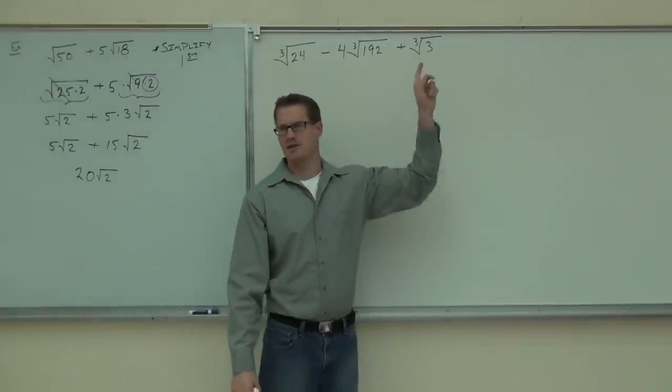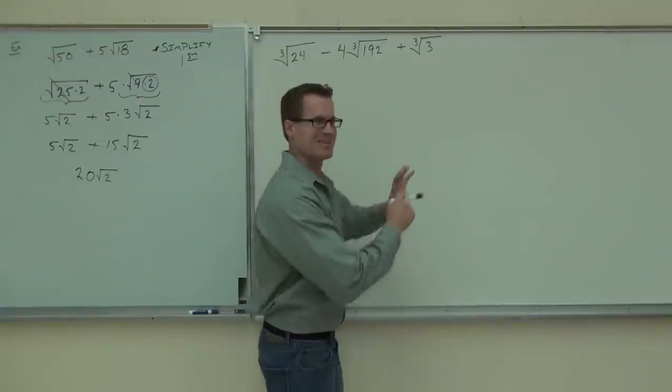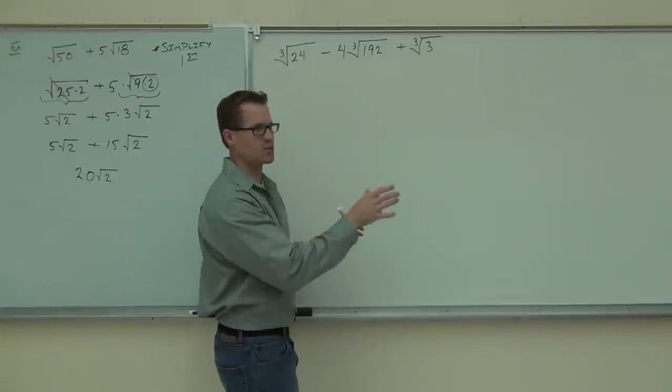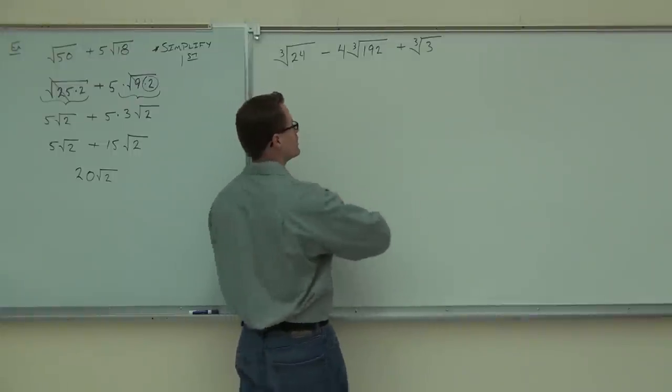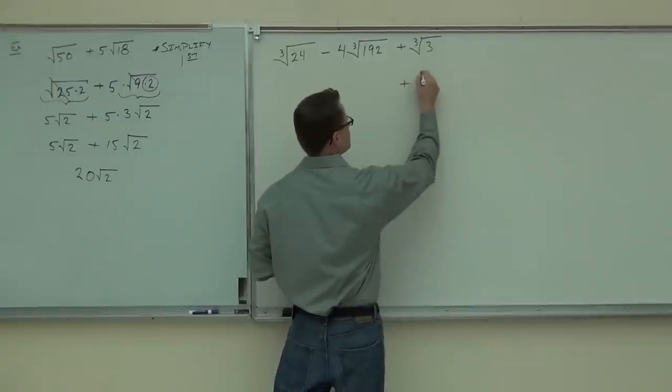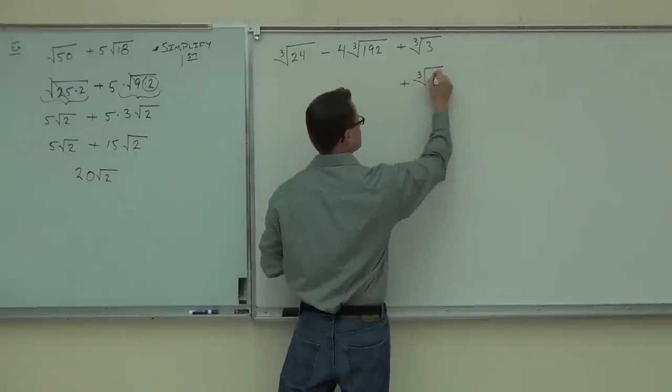No. Please don't ever tell me that's 1, okay? The only numbers that we can simplify in a cube are 8 and 27, 64, 125, and so on. So here, I know for sure I'm going to have a plus cube root of 3.